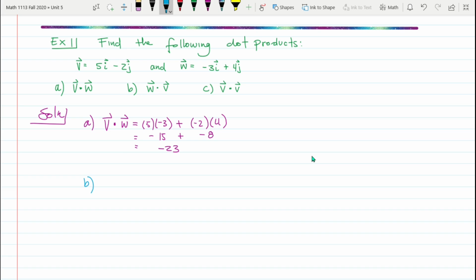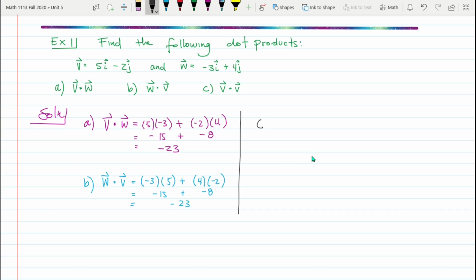Now let's do part B, which is the dot product between w and v. We'll do the same thing: -3 times 5 plus 4 times -2. This is -15 plus -8, and their sum is -23. So that's kind of neat. The order in which you do the dot product doesn't change the solution, the outcome.